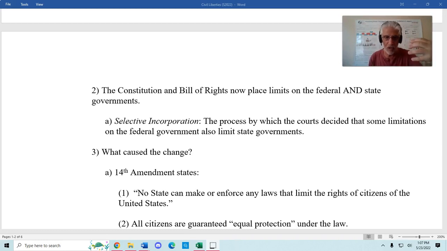Right? Again, in the original version of the Constitution and the Bill of Rights, in this case, when we're talking about the First Amendment, it only limited Congress. But as I said, today, the First Amendment limits Congress and the state governments. Although it doesn't appear anywhere in the First Amendment, that's how it is. That's through the process of selective incorporation, the process by which the courts, the federal courts, for the most part, have decided that some of the limitations on the federal government also limit state governments. And so the question is, what caused that change? Because that's a huge change. That's what I'm going to explain in the next video.